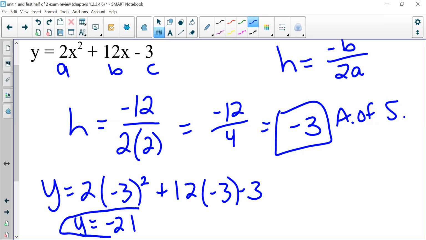So then what's your vertex? How would I write this as a point? Minus 3 and minus 21. Thank you, AG.